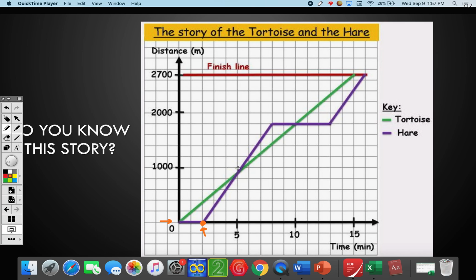And he passed the tortoise right here. This is when he passes the tortoise. He passes the tortoise and gets way ahead of him, and he's like, I've got this in the bag. He sits down next to a tree and he takes a nap. And unbeknownst to him, as he's napping, the tortoise has caught up with him, passes him, and finishes before the hare does because he took a nap. I just told a story on a graph. Isn't that crazy?